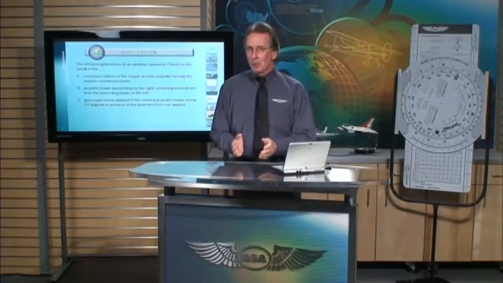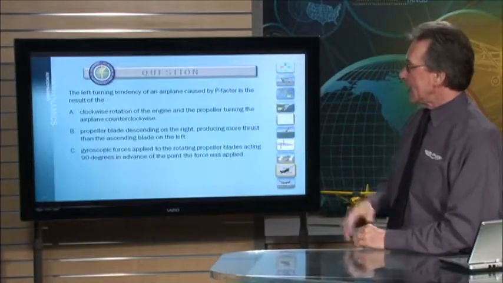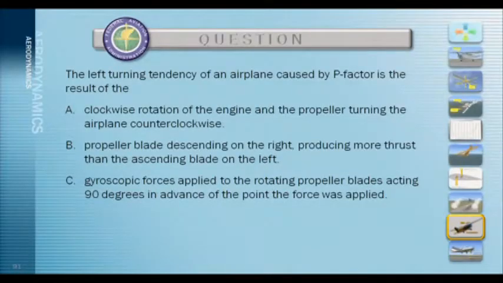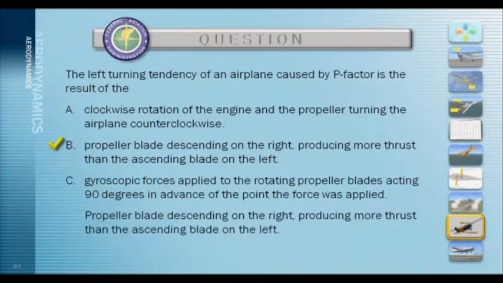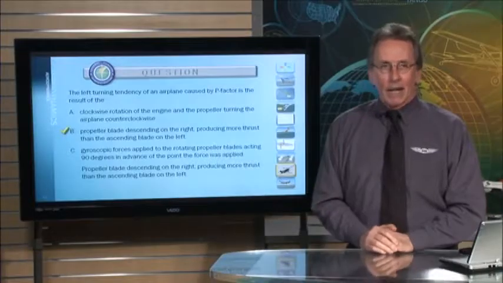Getting a little more complex here, but we certainly hope you got it right. Question again: the left-turning tendency of an airplane caused by the P-factor is the result of the B, propeller blade descending on the right, producing more thrust than the ascending blade on the left. Again, tough topic, but we hope you got it right.